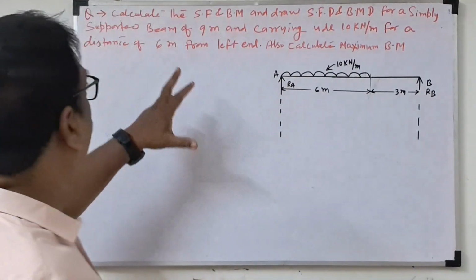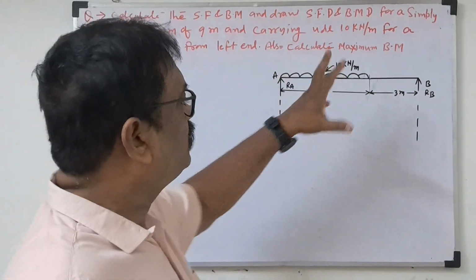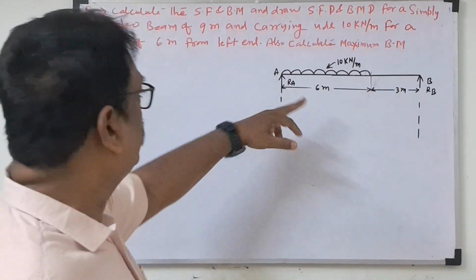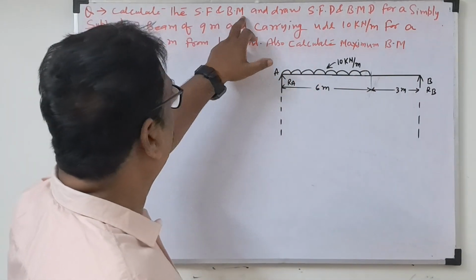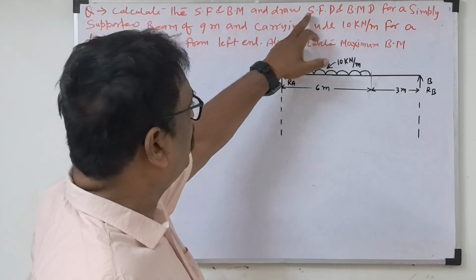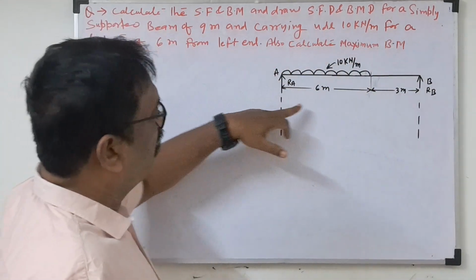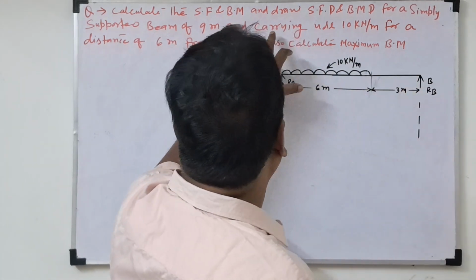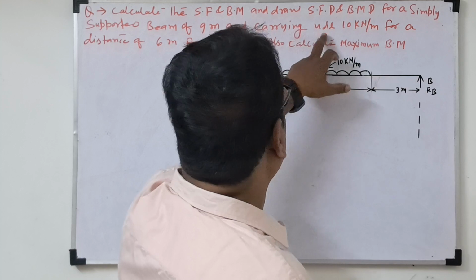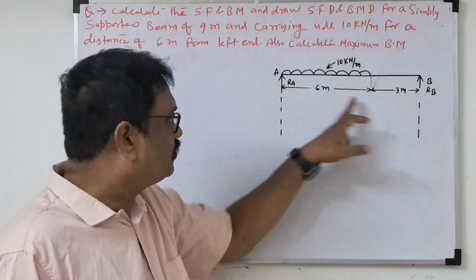Today I am going to solve one problem: shear force and bending moment diagram for a simply supported beam. So this is the given diagram. Calculate the shear force and bending moment and draw the shear force diagram and bending moment diagram for a simply supported beam of 9 meter length, with a 6 meter UDL and 3 meters free. The UDL is 10 kN per meter for a distance of 6 meters from the left side.